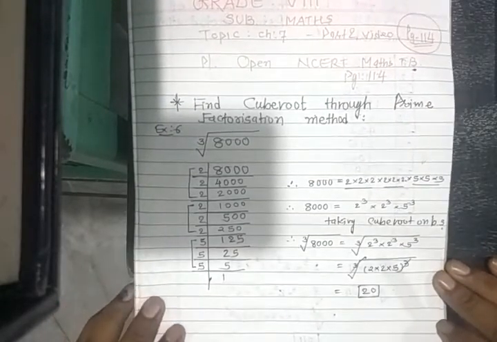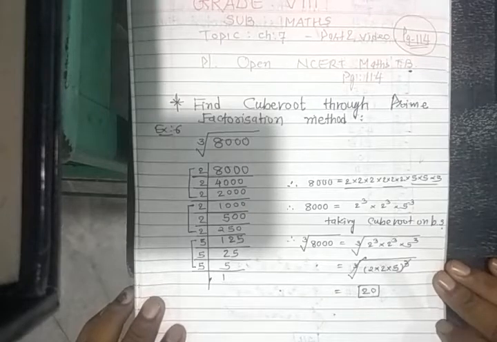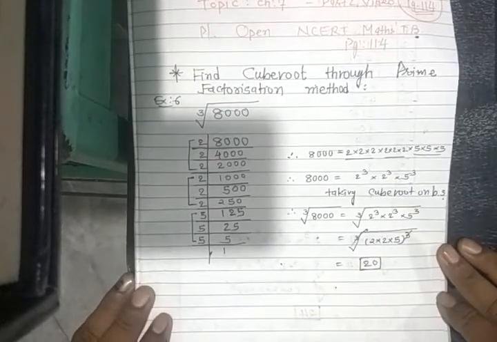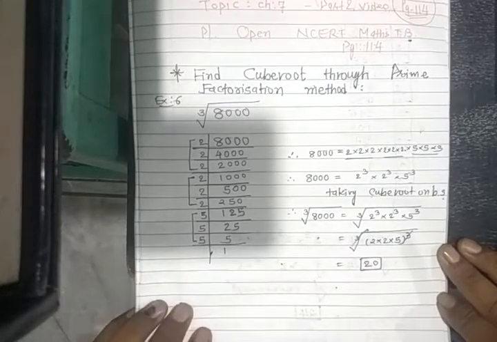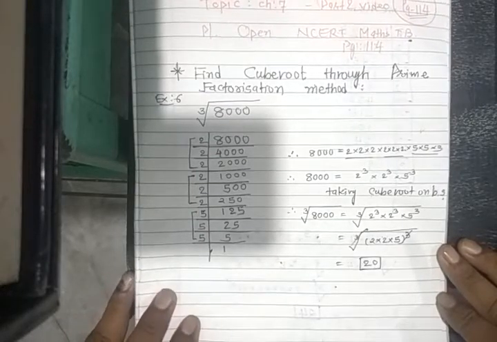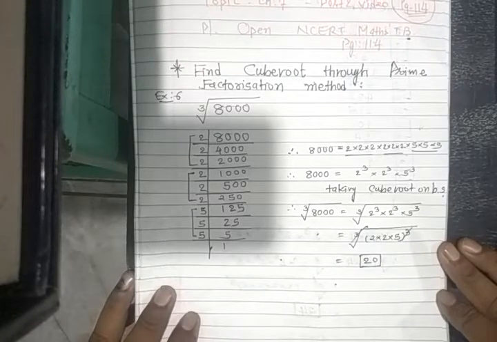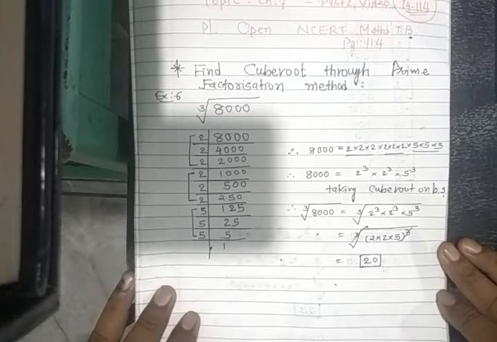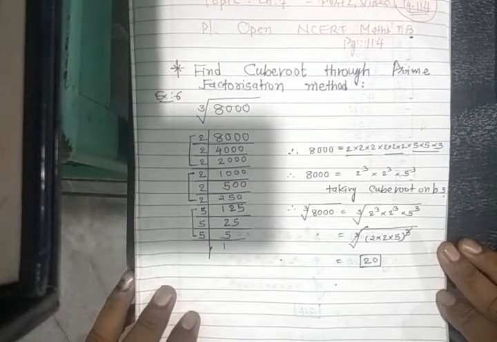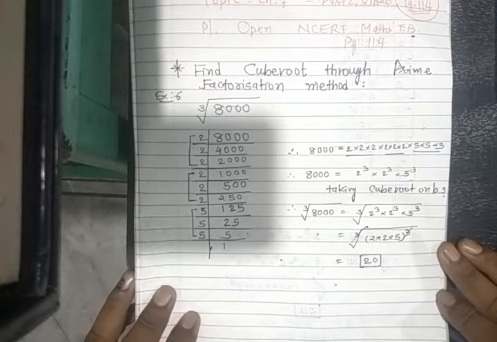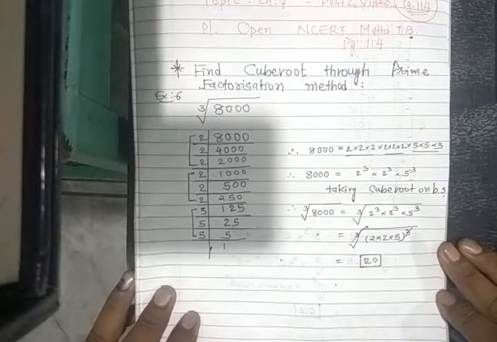You see, example number 6. Find the cube root of 8000. Then as per our rules, we have to divide 8000 by 2, then 3. If it is not possible, then 5. If it is not possible, then 7. If it is not possible, then 11, then 13, then 17, then 19, then 23, etc.